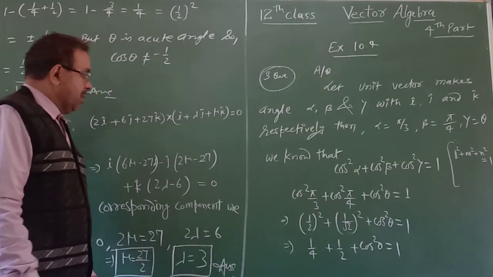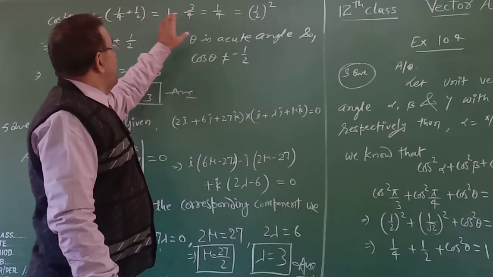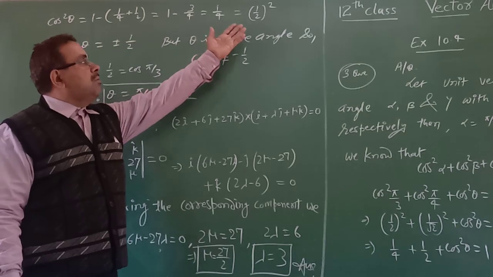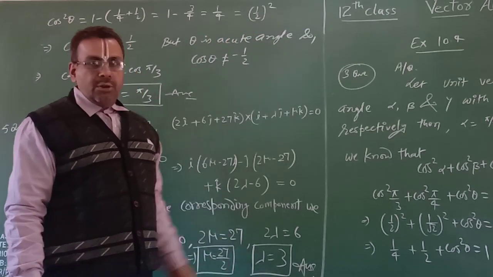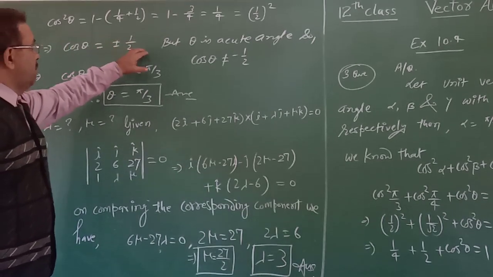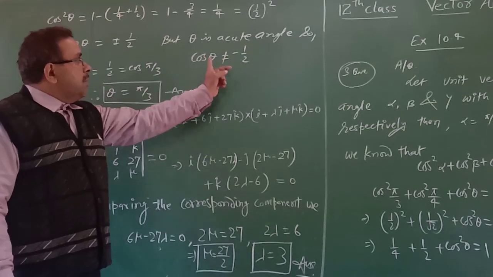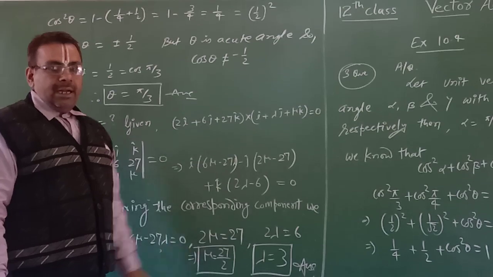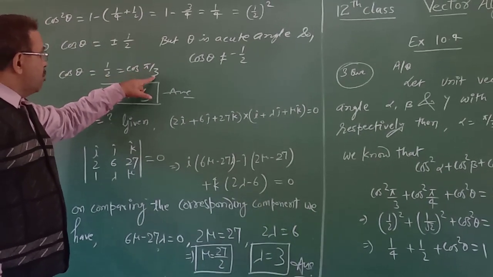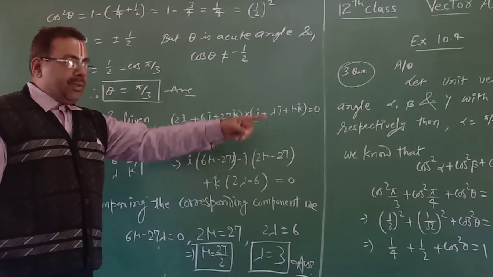Finally, after calculating, we get cos square theta is equal to 1 minus 3 by 4. It means 1 by 4. It can also be written as (1 by 2) whole square, and hence cos theta is equal to plus minus 1 by 2. But theta is an acute angle, so neglect cos theta equal to minus 1 by 2, and we get cos theta is equal to 1 by 2. And cos pi by 3 is 1 by 2, so theta is equal to pi by 3 is the answer for theta.